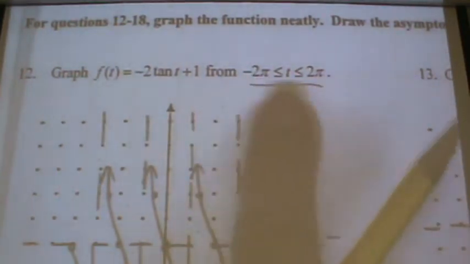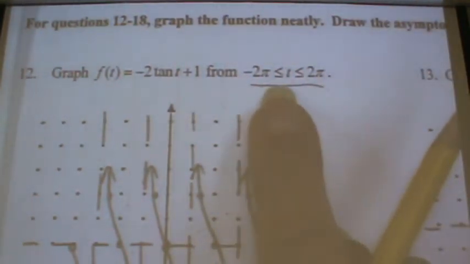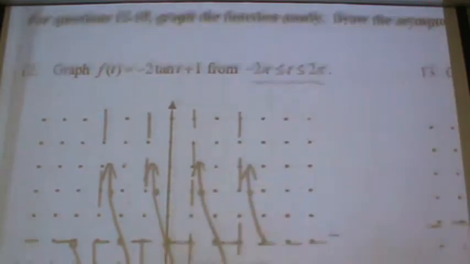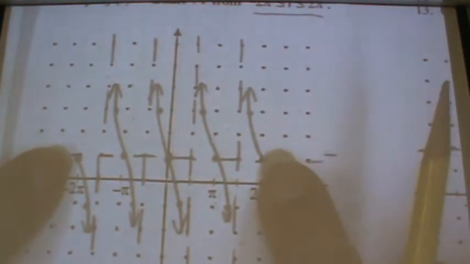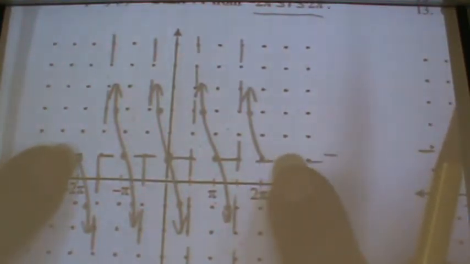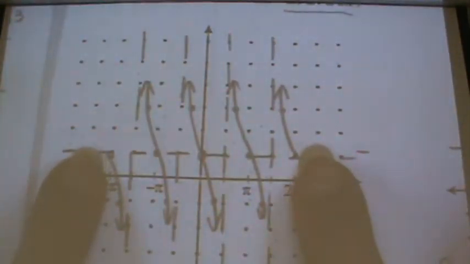I want to make sure you understand that they're asking you to only graph it from -2 pi to 2 pi. That means stop right there. You should not have anything after 2 pi or -2 pi. Some of you are going to want to continue this period, but it doesn't want you to do that. It only wants you to graph from here to here. Okay, no more, no less. If you graph more, it's wrong. If you graph less, it's wrong.